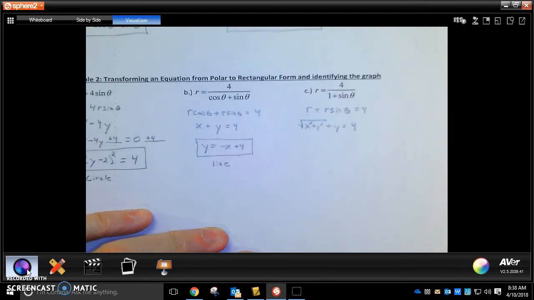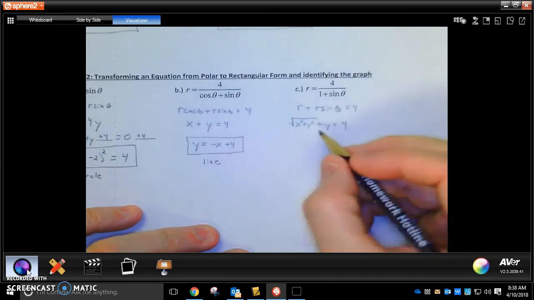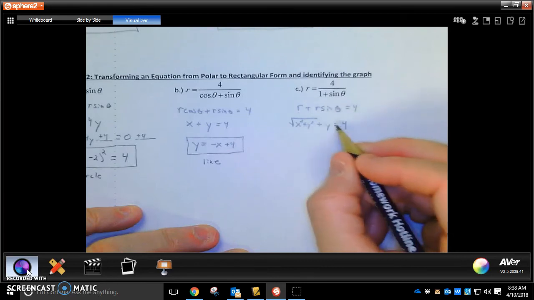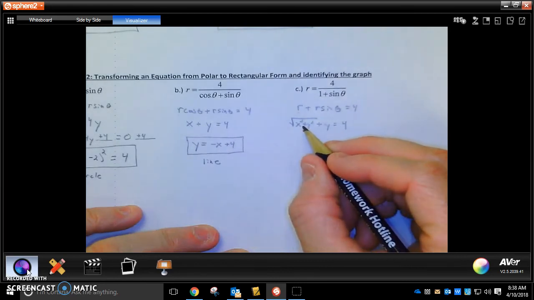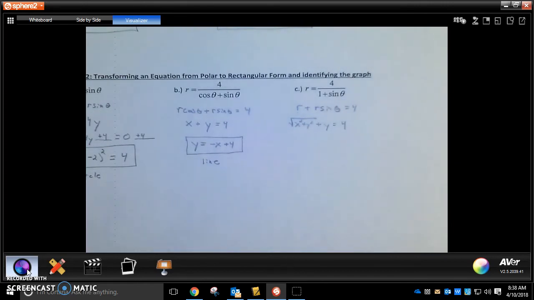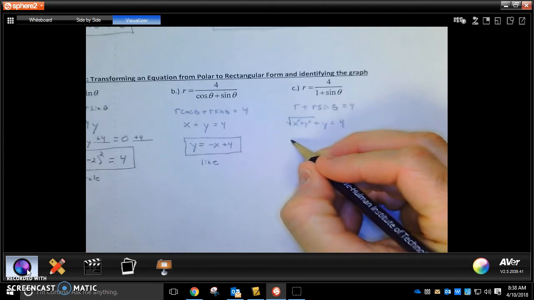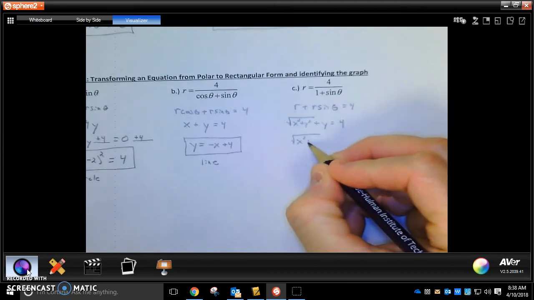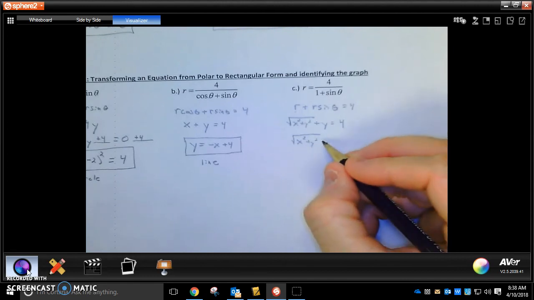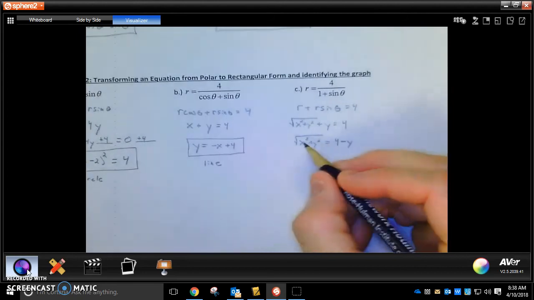Now, I'd really like to get rid of that square root symbol. So eventually we want to square both sides of this. But right now is not a good time to do that. What I want to do is get the y to the other side. So I want to get this radical by itself. So square root of x squared plus y squared equals, and then I'm going to have 4 minus y. Now I want to square both sides. So that'll get rid of the radical.